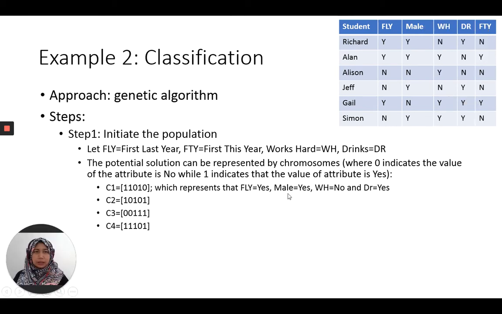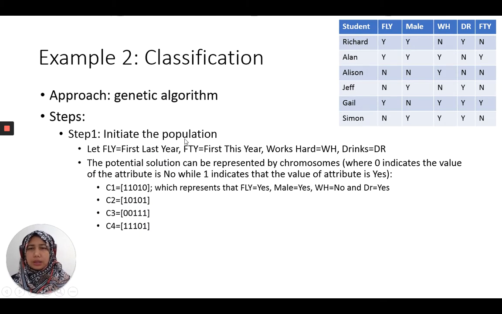Remember, the first step is to initiate the population. So to simplify the attributes, I've used acronyms here, and I've changed them to WH, DR, FTY, and FLY. Then I use chromosomes with 0s and 1s again, and I randomly created 4 rules, which in my assumption would be the best 4 to cover the data.